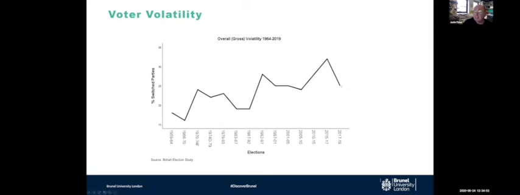Now, this did dip down, in fact, in 2019, but it's still considerably higher than it was back in the 1960s. And what this shows is that the decline in voter loyalty has led to an increase in voter volatility. As people are less loyal to their side, they are more likely to switch sides election on election.